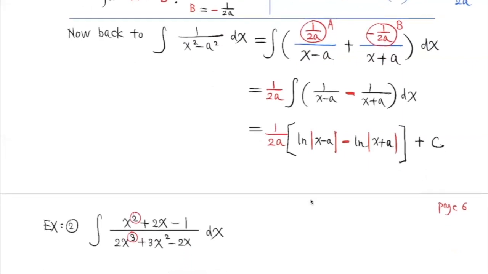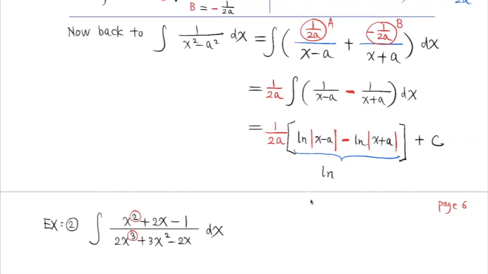Okay. Now, this is actually done. However, we can actually simplify this. Remember, when you have the difference of two ln terms, you can combine them. You can also write it this way. So this is ln of a quotient, okay?